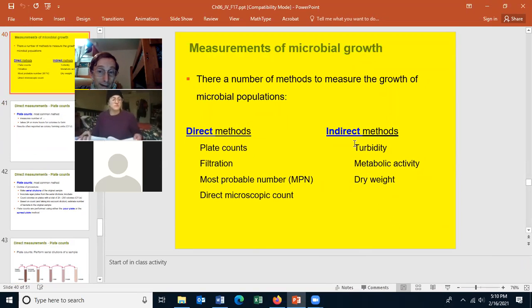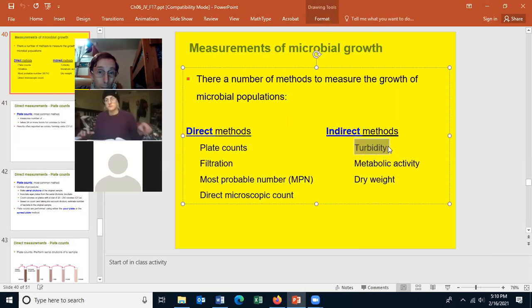The quickest way is turbidity. Most people do viable plate counts because you're counting viable cells, or a direct microscopic count because this one's pretty quick if you're looking at cells under the microscope, not as quick as turbidity. One reason for doing the microscopic count is it's a direct method. Turbidity, you're getting an estimate of the number of cells.